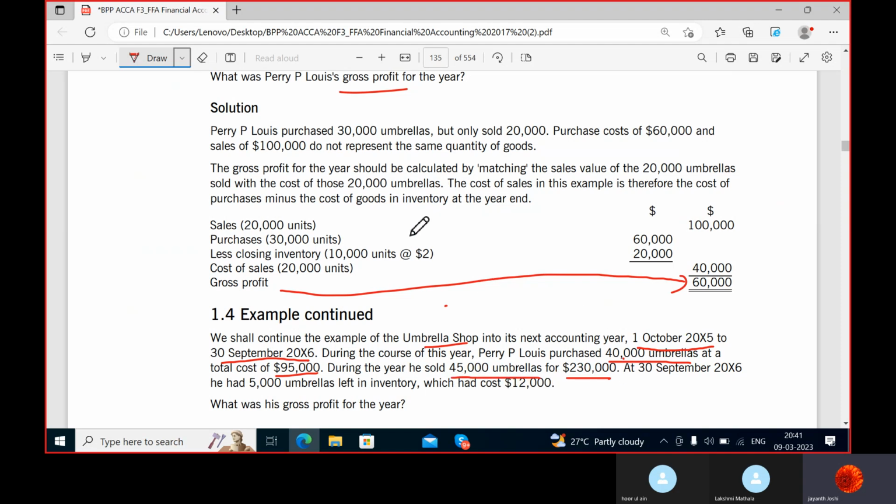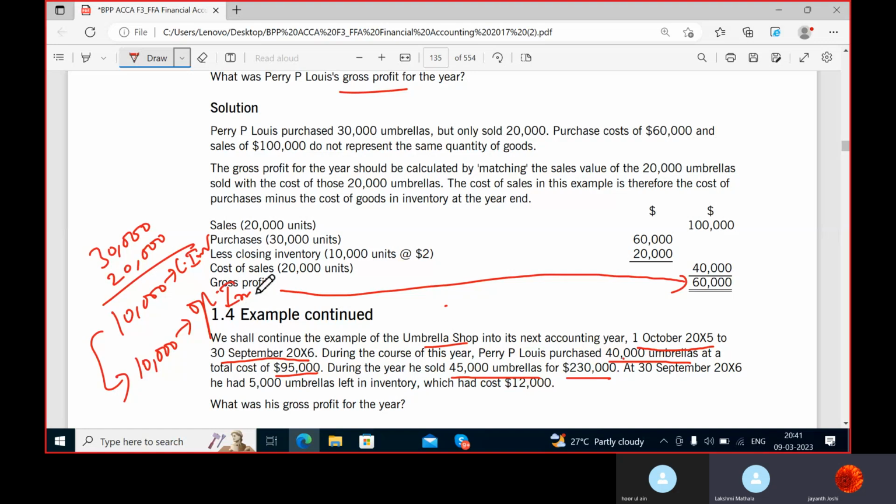So now you should be knowing one thing. Previous year, they bought how many umbrellas? 30,000. They sold how many umbrellas? 20,000. They are left with how many umbrellas? 10,000. That was the closing inventory for the previous year, correct? That becomes what for the current year or new year? Opening inventory. It becomes opening inventory for the current year. Okay. Last year's closing inventory is current year's opening inventory. So the value will be $20,000 of opening inventory.